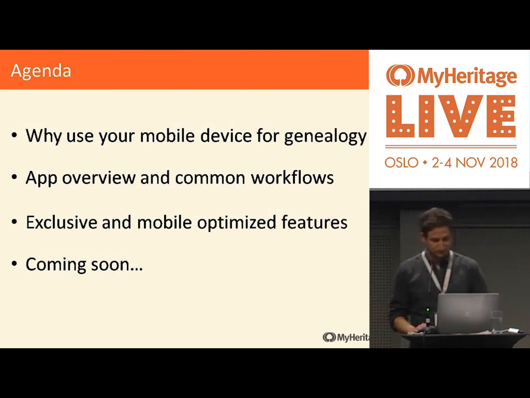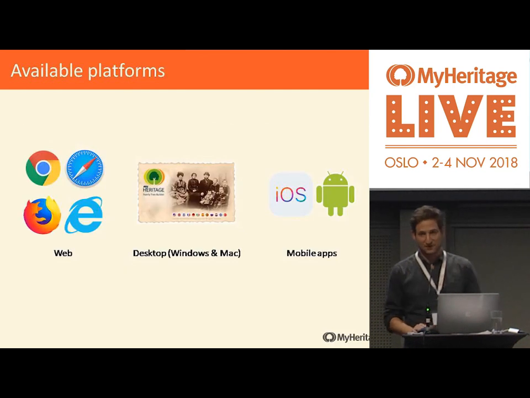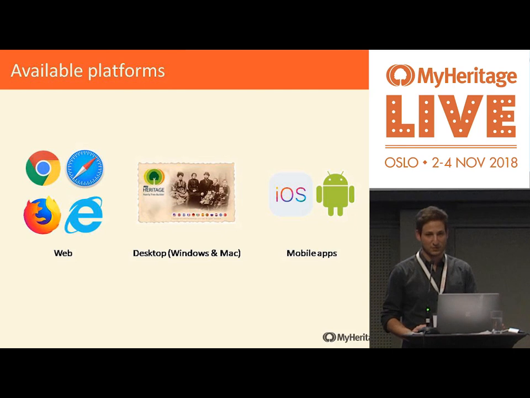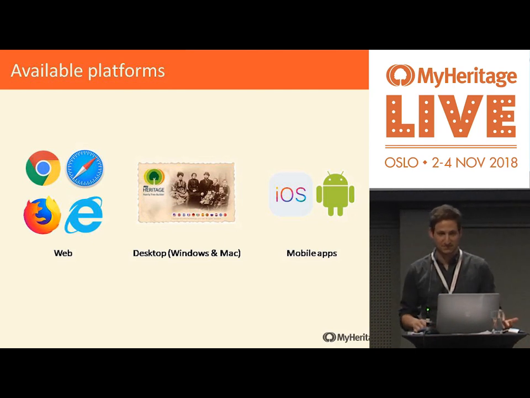So let's begin. Currently, MyHeritage is supported on several platforms. Of course, most of you are familiar with the website, available on all the browsers. Additionally, we have the Family Tree Builder, the desktop application for Windows and Mac. And finally, the baby of the bunch are the mobile apps for iOS and Android. Now, I call the mobile apps the baby of the bunch because they are the youngest. This generation of the app came out 3.5 years ago.